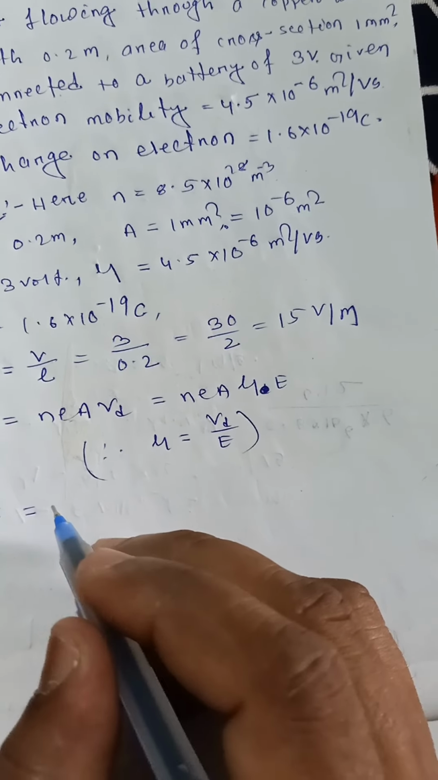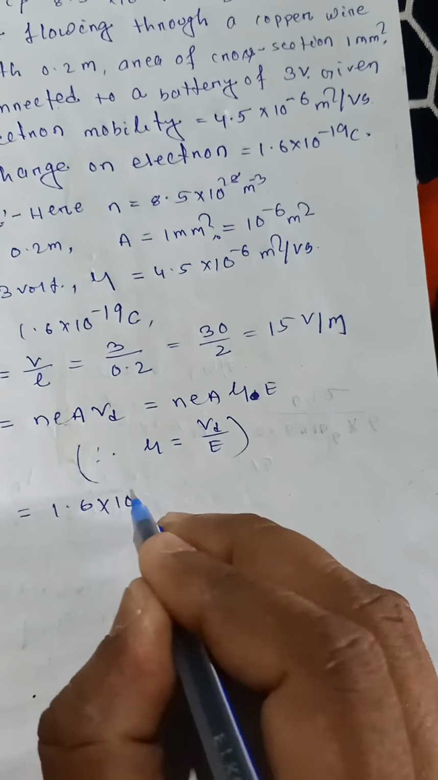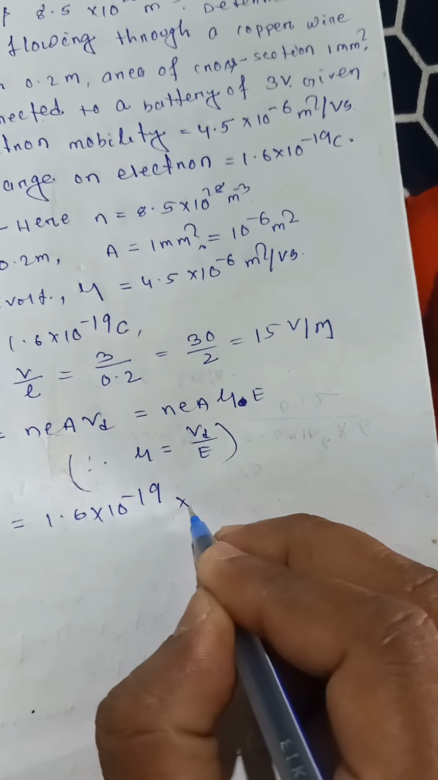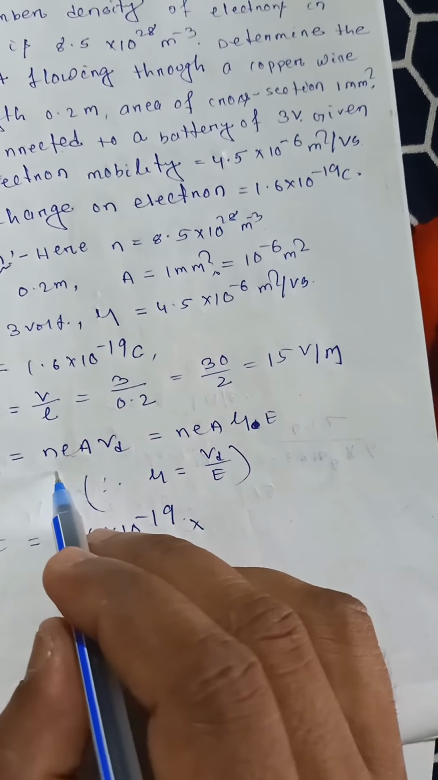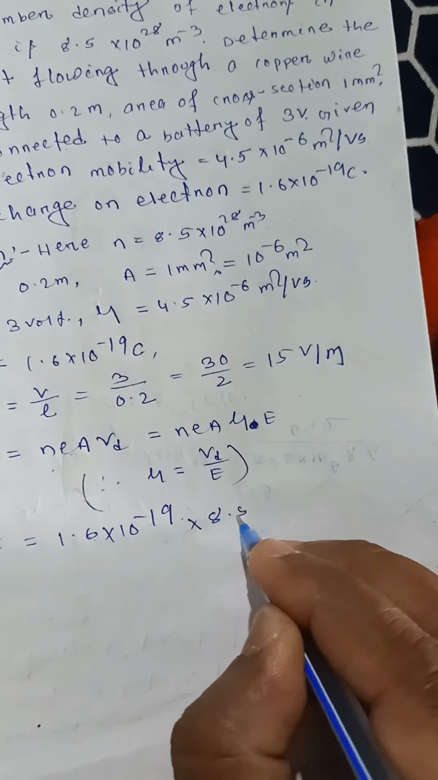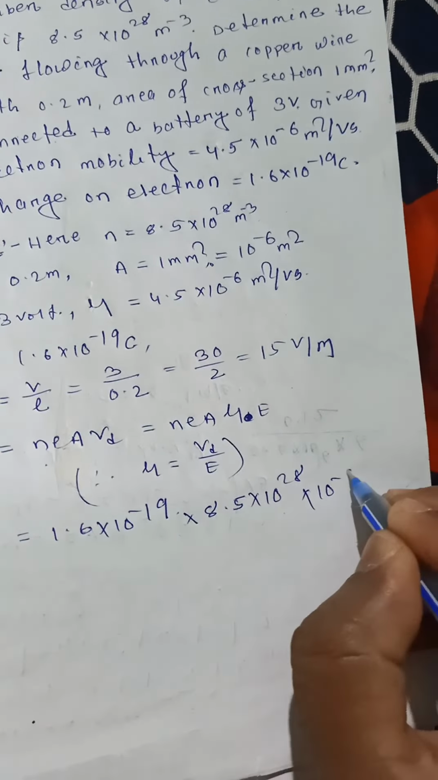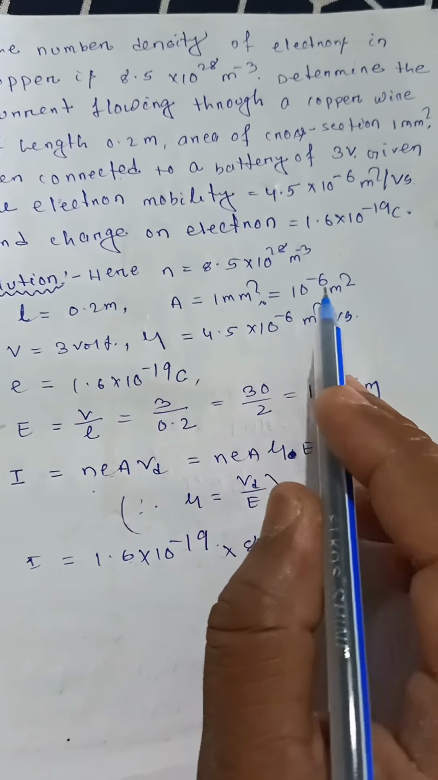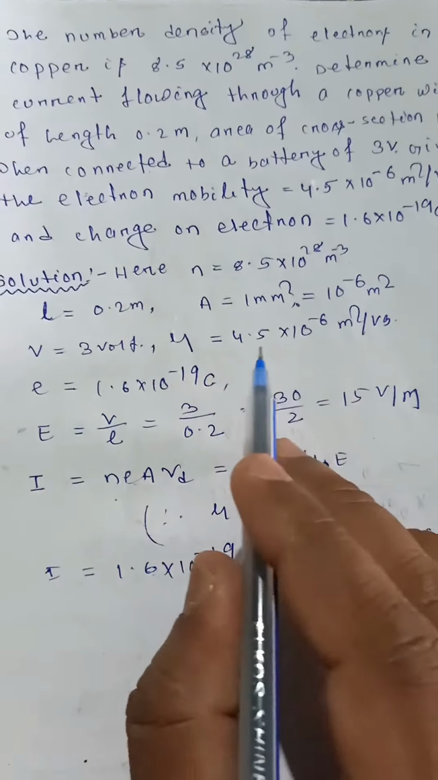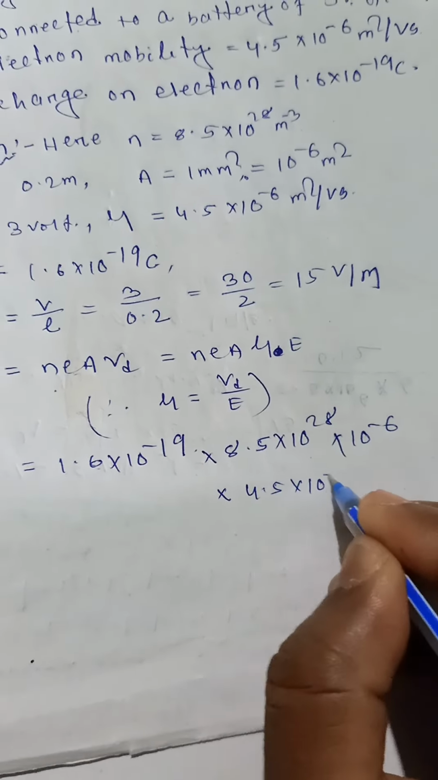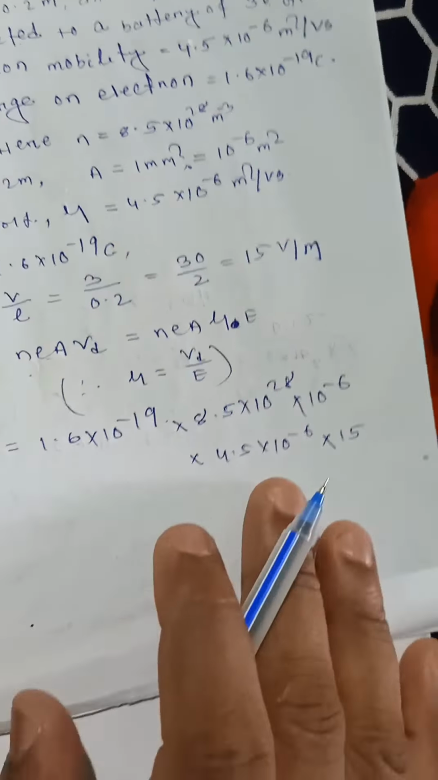I equals n e A μ E. The value of e is 1.6 × 10^-19, number density n is 8.5 × 10^28, area of cross section A is 10^-6, mobility is 4.5 × 10^-6, and E is the electric field, which is 15. Now we have to multiply all of these.